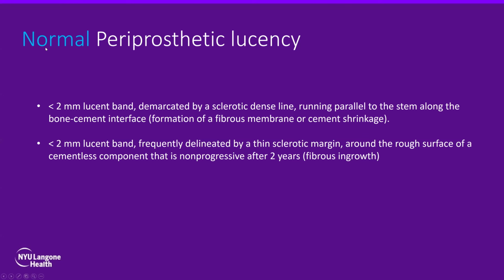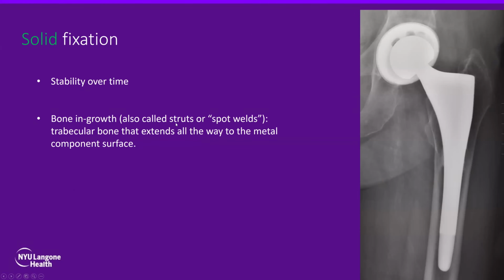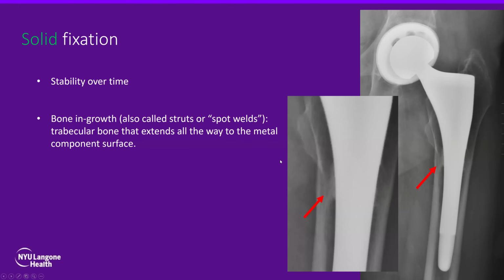So normal periprosthetic lucency, anything that you have that is less than 2 millimeter is normal. So let's see a case here. So what is solid fixation? Anything that is stable over time, it's good. Stability over time is good. Bone ingrowth or spot weld, it's good. This is bone ingrowth going all the way to the surface. So this phenomenon is called spot weld. It's a good thing. It shows that there is bone ingrowth, there is solid osseous fixation.